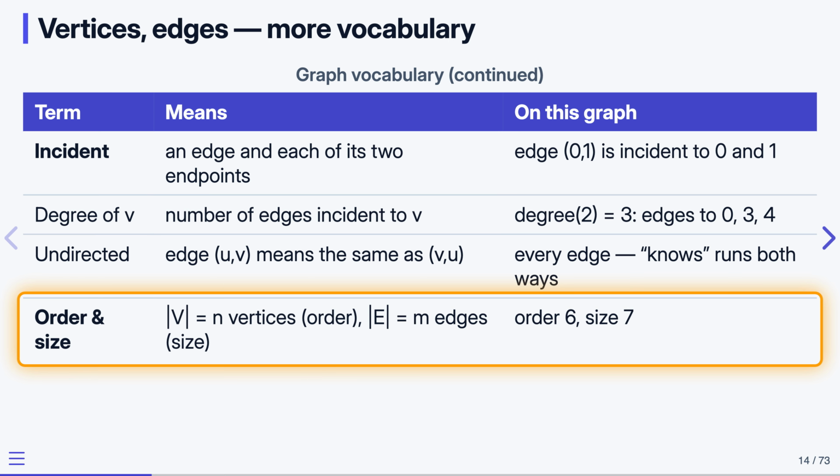And two counting terms. The order is the number of vertices, which we call N. The size is the number of edges, which we call M. This graph has order 6 and size 7.